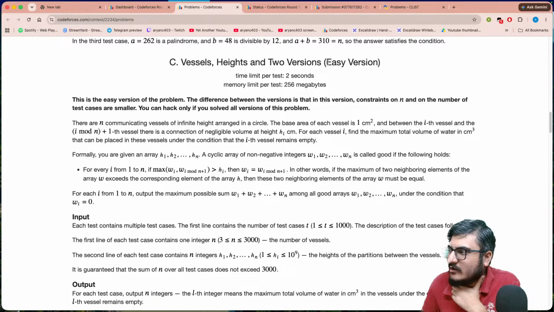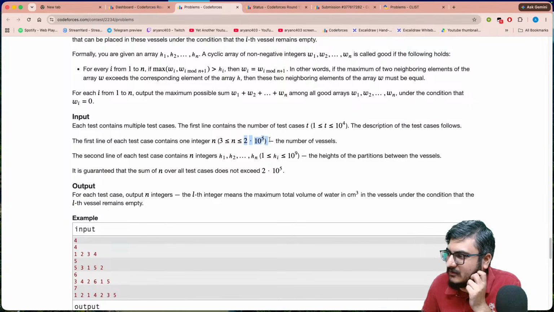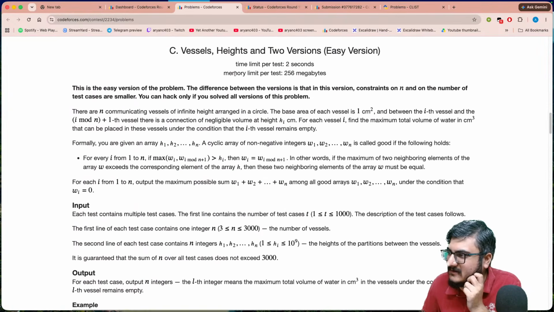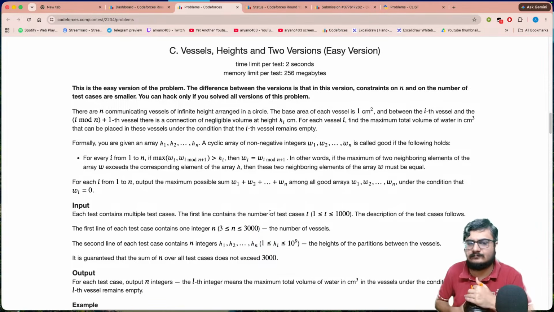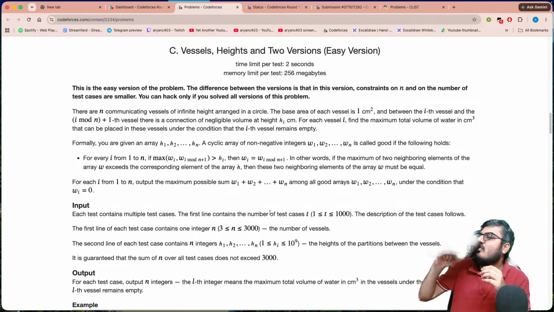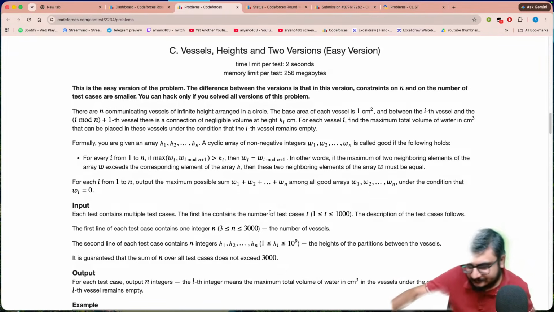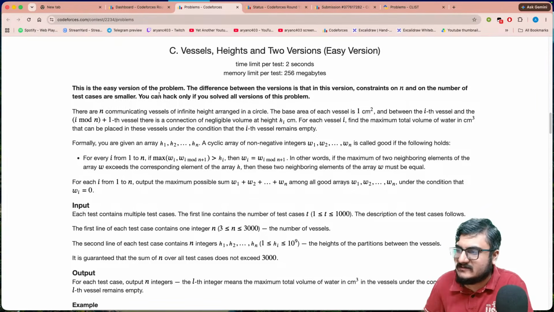Vessel Heights, and the two versions. Easy version. The primary difference between problem C and problem F is that in problem F, the numbers are up to 2 times 10 to the power 5, and in problem C, the numbers are up to 3000 only.